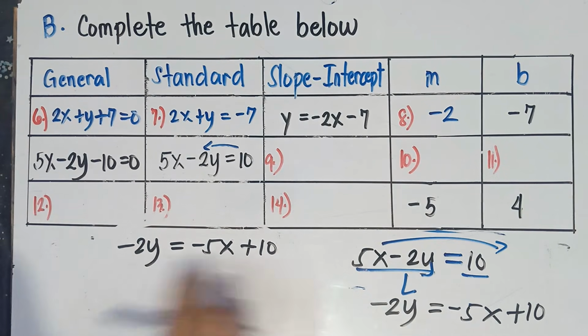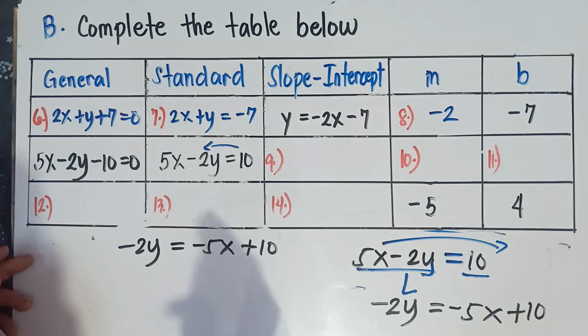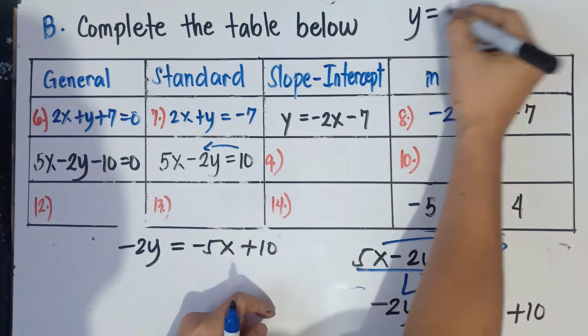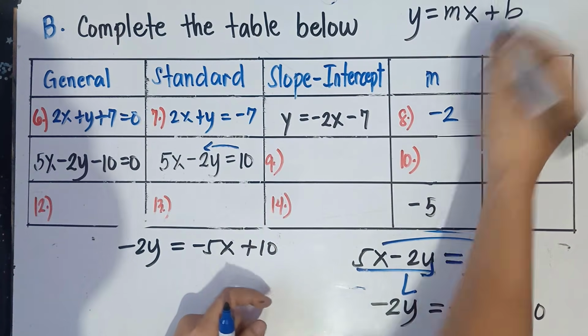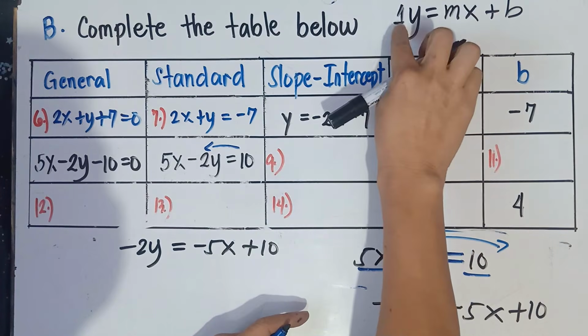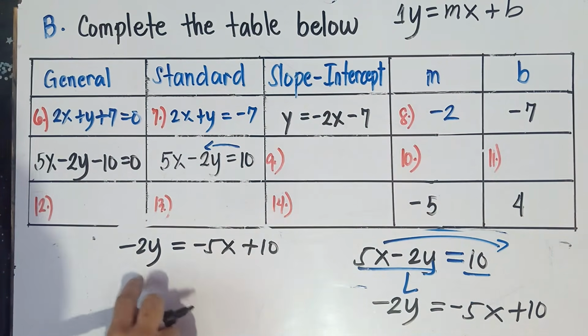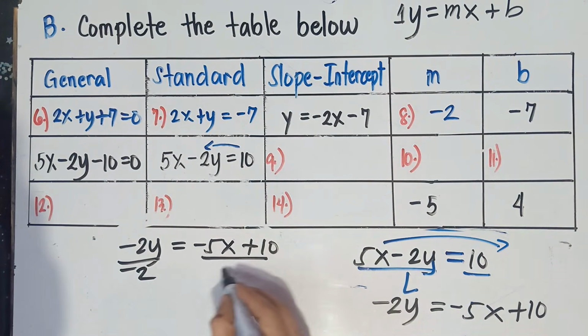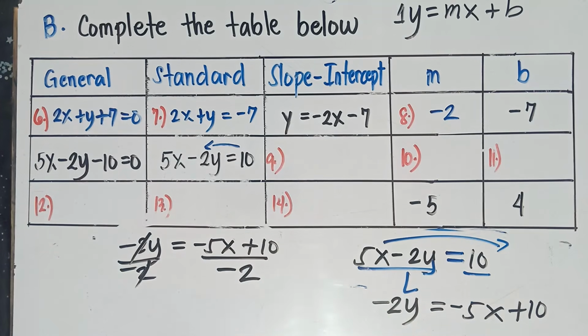We need to divide both sides by negative 2 because the equation for the slope-intercept form is y equals mx plus b. The number before y, the numerical coefficient of y, is only 1. Now, since this is negative 2, we need to divide both sides by negative 2. Cancel this out. So this will be y equals, negative divided by negative.